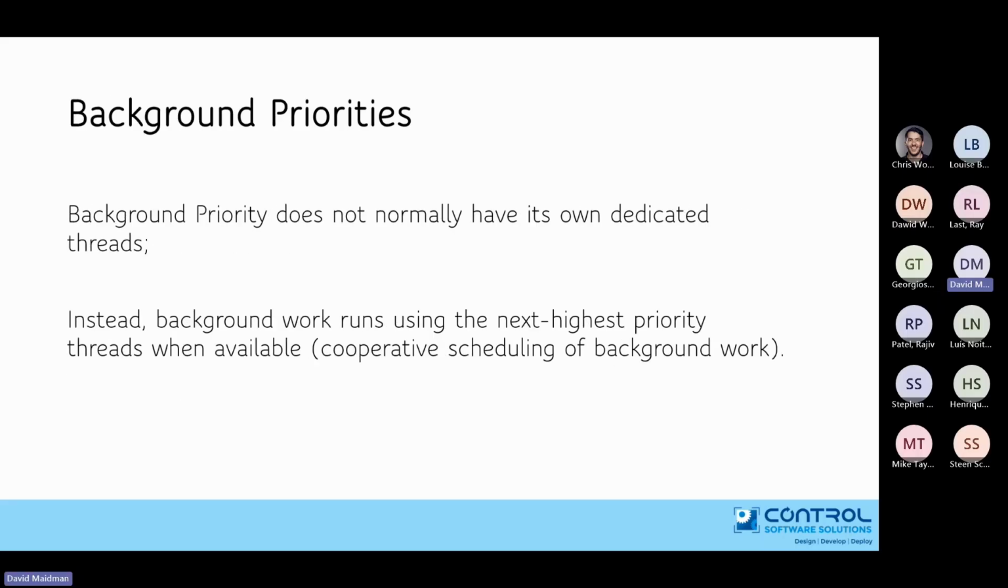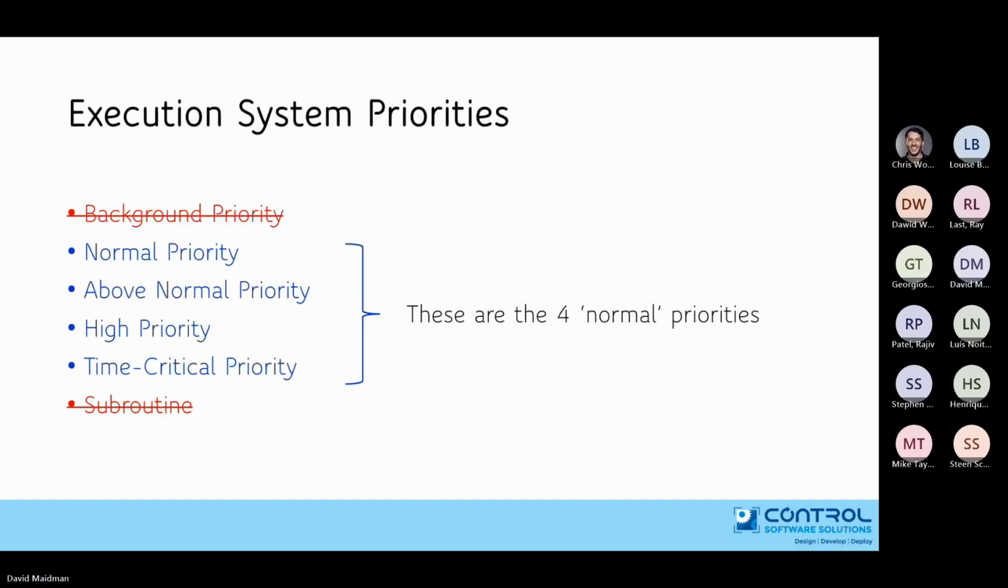Background priorities don't normally have their own dedicated threads. They will just run in the next highest priority, so normal, for example, and LabVIEW will use cooperative scheduling to run that low priority task as and when it can. So let's put those two to one side. We're left with 4 usable priorities as our worker pool.